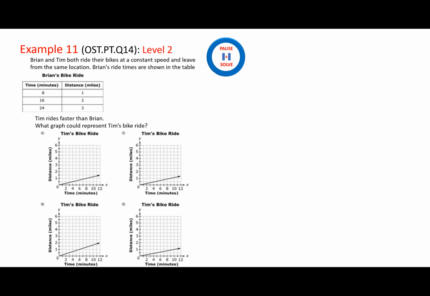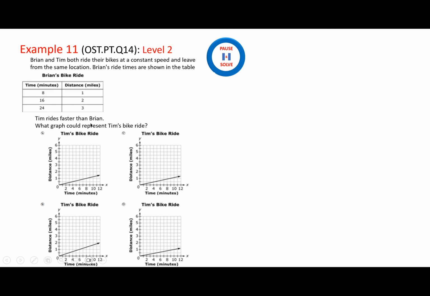This is an interesting question. That's practice test number 14. Brian and Tim both ride their bikes at a constant speed and leave from the same location. Brian's ride times are shown in the table. Here we go. So 8 minutes he did 1 mile, 16 minutes he did 2 miles. So he's doing 1 mile every 8 minutes.